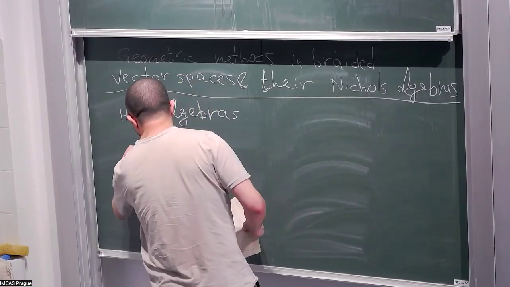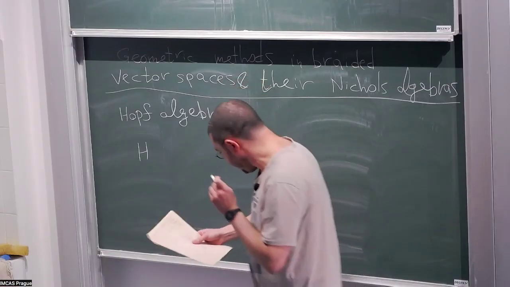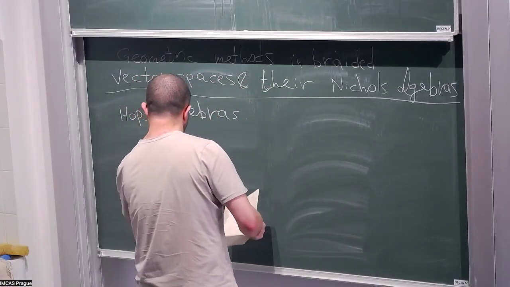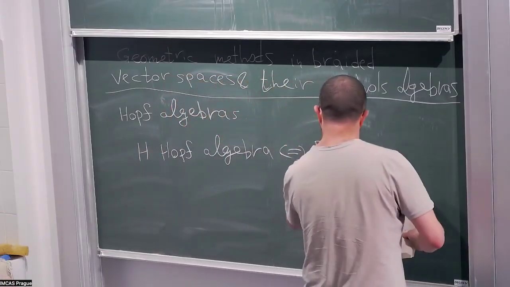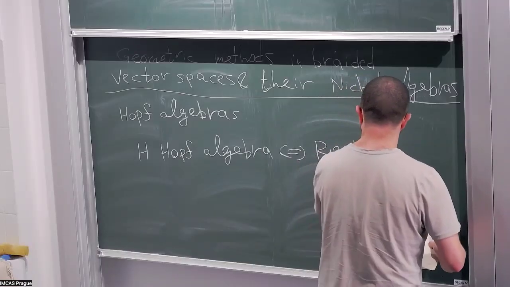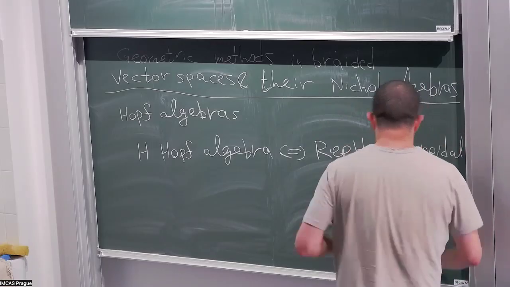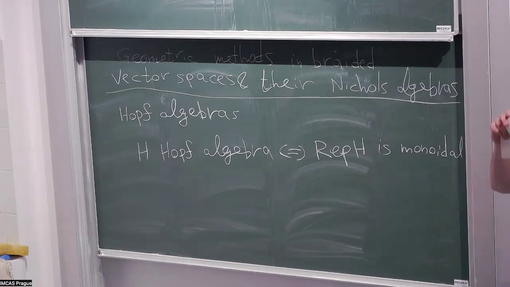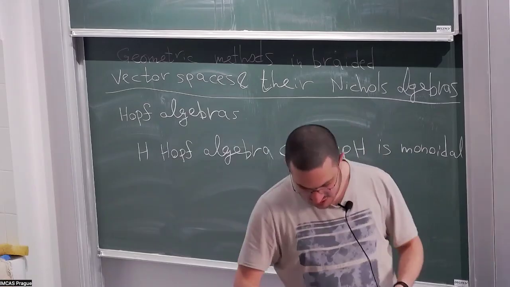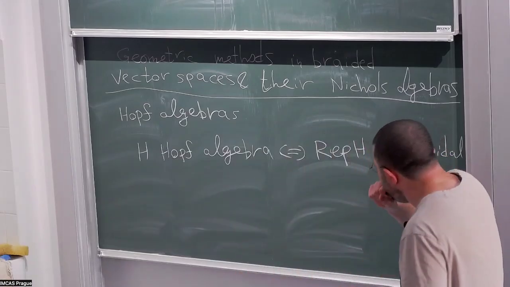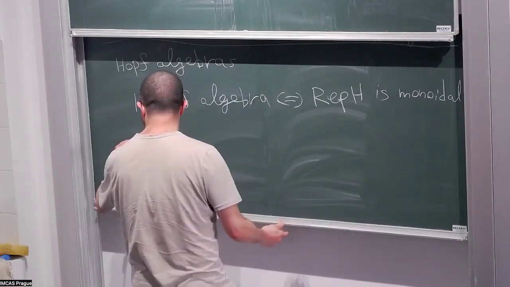The rough definition I will give, which won't be 100% accurate, but will almost be accurate, is that H is a Hopf algebra. One possible way to think about it is if Rep H, the category of representations, is monoidal. So if I can take two representations of the algebra, tensor them, and get another representation of the algebra.